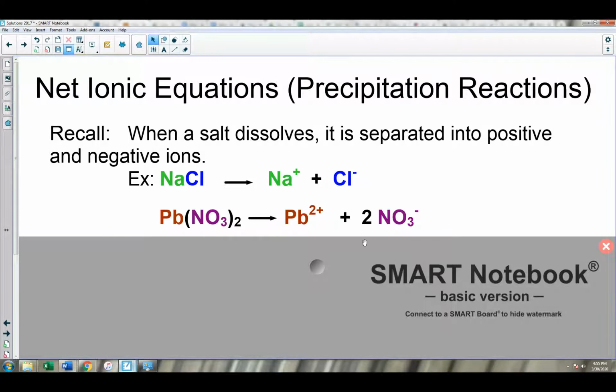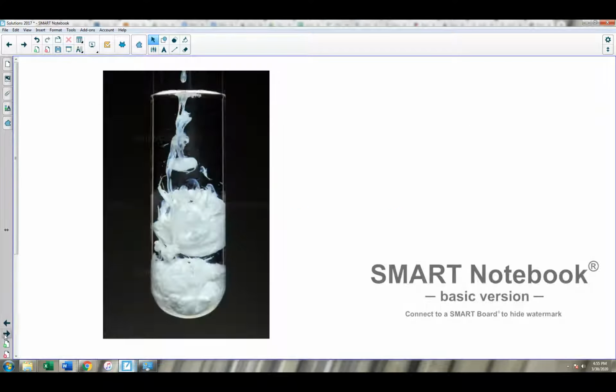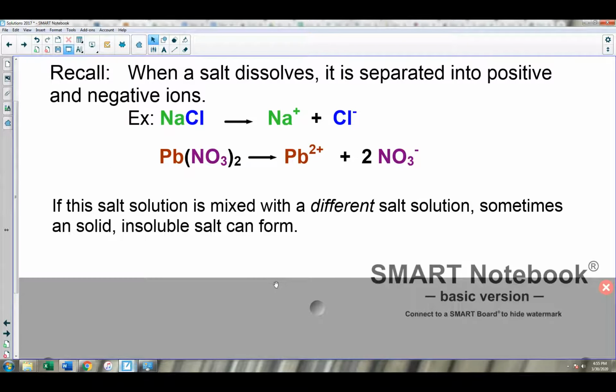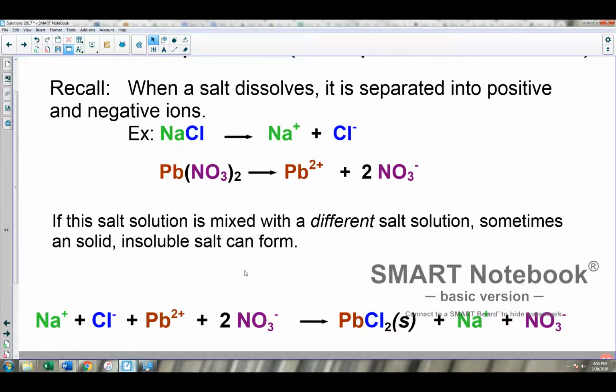So I would have to do this in separate containers, because if I mix them together, what would end up happening is, look, I have lead nitrate dropping into sodium chloride. Immediately a solid starts to form, because in this solution of 4 different ions, you have a combination that is not possible. If you had all 4 of these ions mixed together, one of those possible combinations of ions would not dissolve.